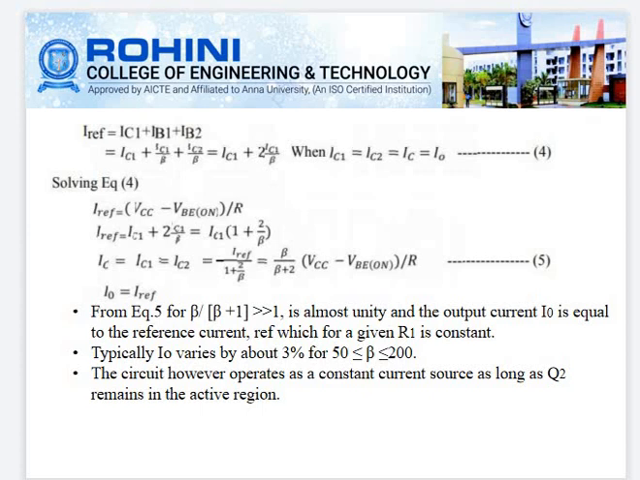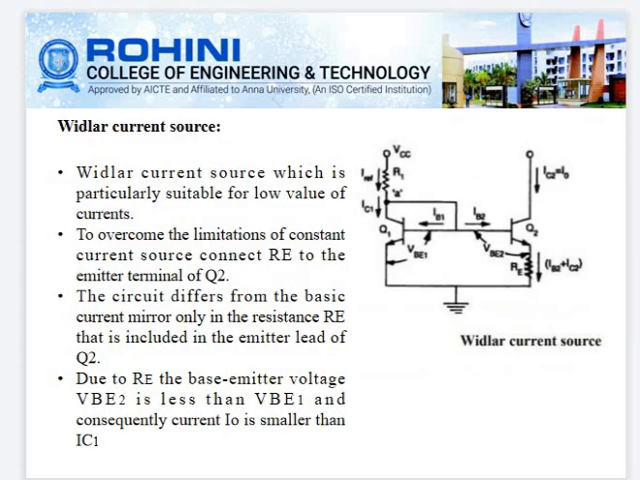So it is beta by beta plus 2 into VCC minus VBE on by R. That means substitute this reference current, I0 is equal to I reference. From equation 5, beta divided by beta plus 2 is almost unity, and the output current I0 is equal to the reference current I reference, for which the given R1 is constant. Typically, the output current varies by about 3% for the betas between 50 to 200. The circuit, however, operates as a constant current source as long as Q2 remains in the active region.